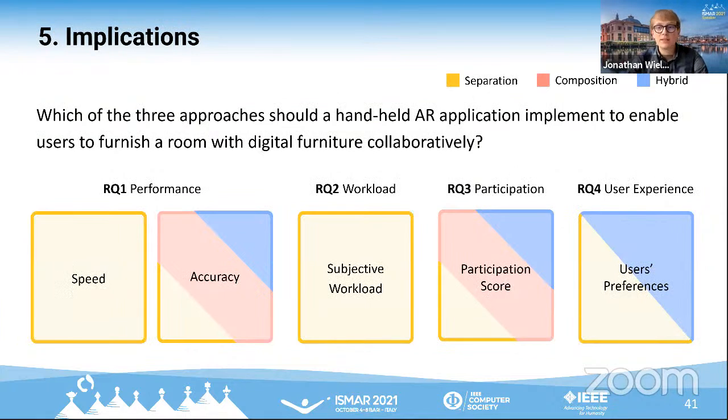Summarizing, we can say that the results do not speak clearly in favor of one condition. Regarding task completion time and subjective workload, the study results suggest using separation, since participants performed better while perceiving less workload with this technique. However, participants' preferences were polarized between separation's clear division of work and hybrid's freedom of action. With that, our findings imply choosing the approach depending on scenario and task.